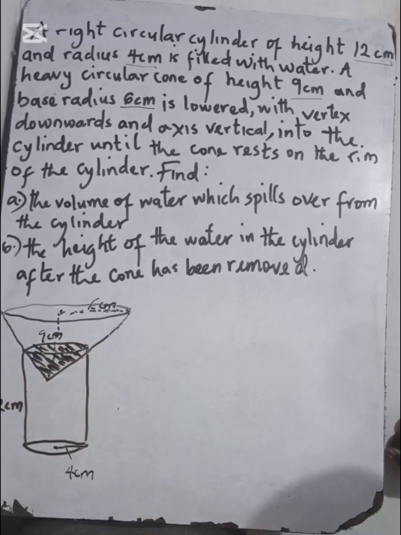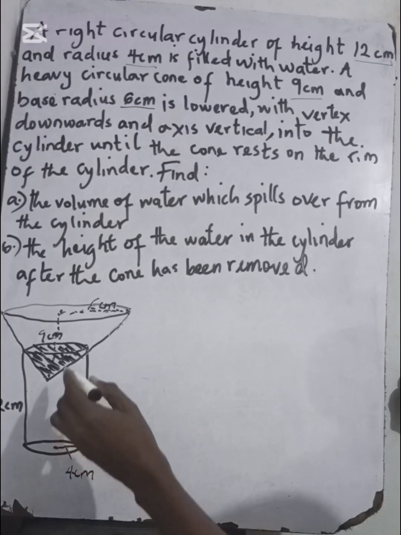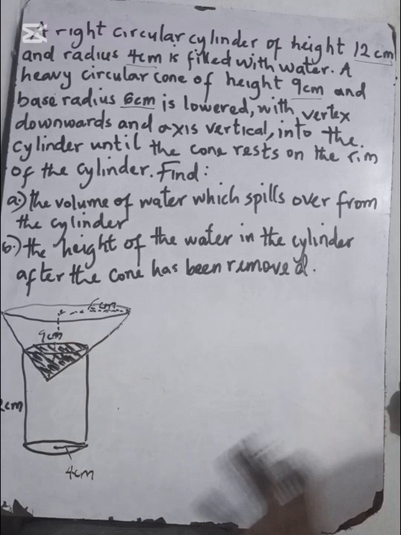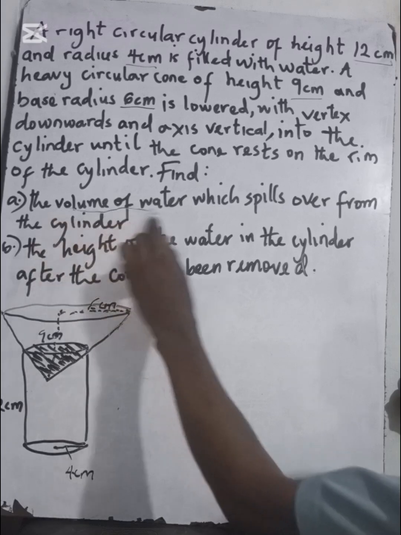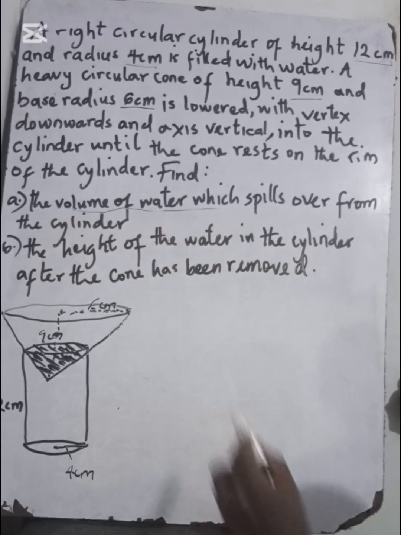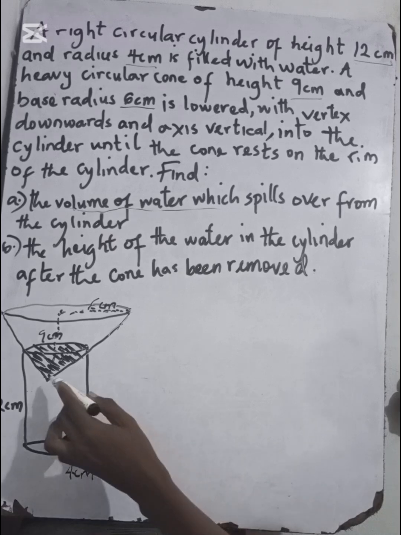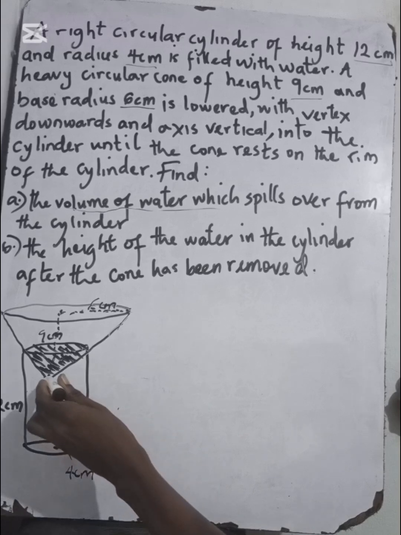And if we look carefully at that shaded part, we will see that it is like a mini cone. So we needed to find the volume of that mini cone. And that volume of that mini cone will be the exact volume of water that spilled over from that cylinder. So now to find the volume of this cone, let us look at it very carefully.